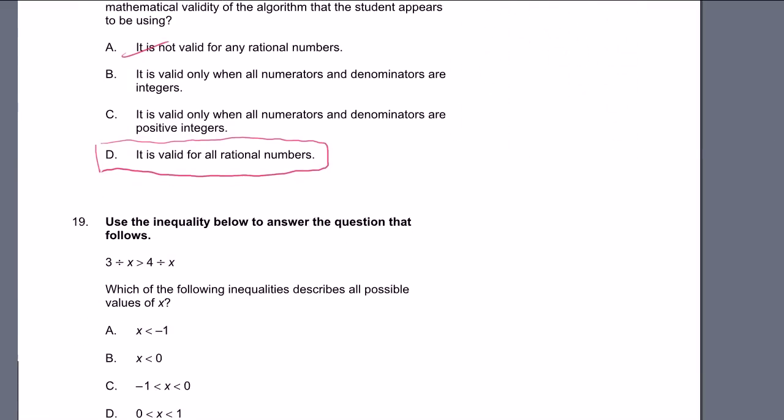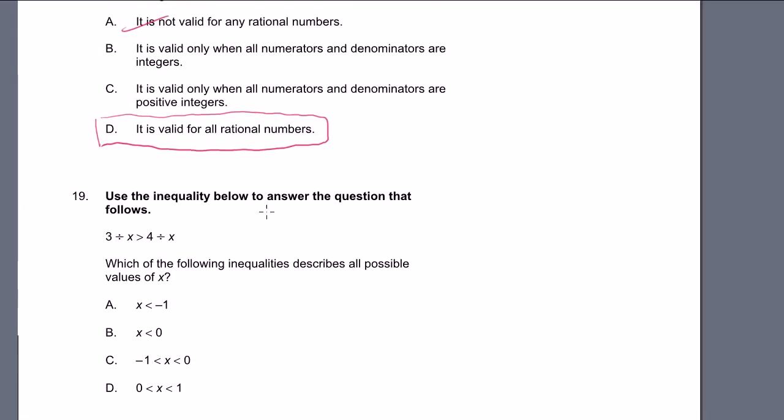Problem 19. Use the inequality below to answer the question that follows. Okay, that gives an inequality. Which of the following inequalities describes all possible values of x? So they're writing 3 over x is greater than 4 over x. So if we assume, well, x can't be equal to 0 because that would just be undefined. So let's just write that down. X cannot be equal to 0.